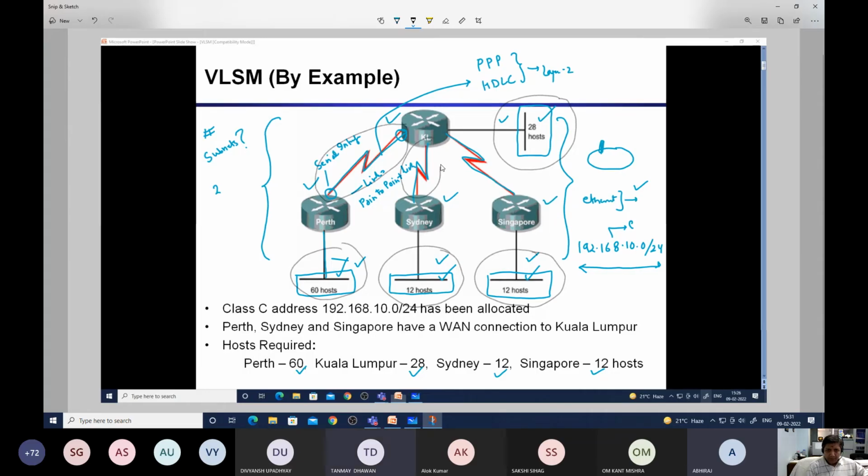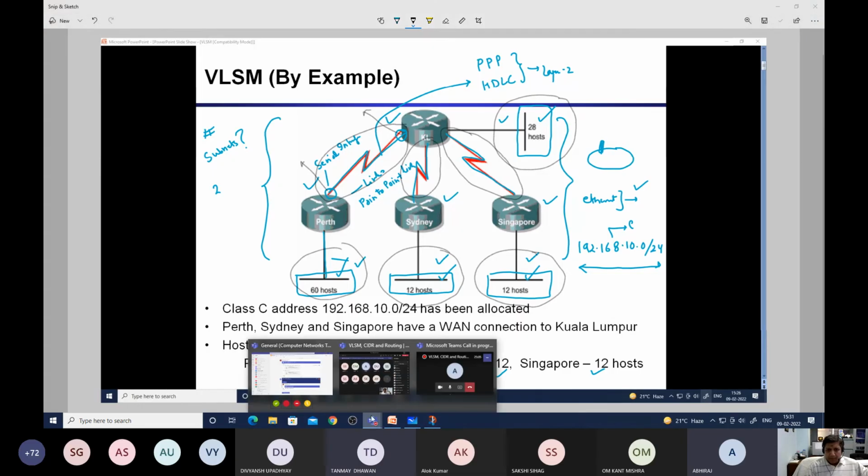Yes, sir. So where are the hosts in these three subnets? At the two ends of the connection. So this is one host and this is another host. That's what you are saying? Yes. What's your name? Sir, Tanmay.